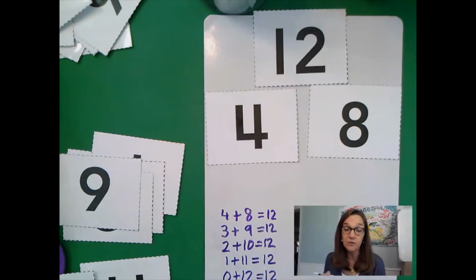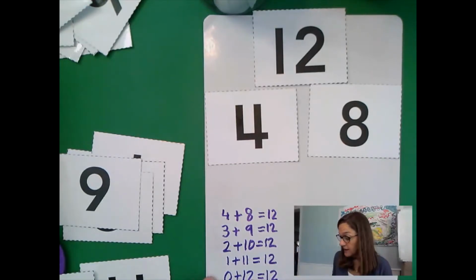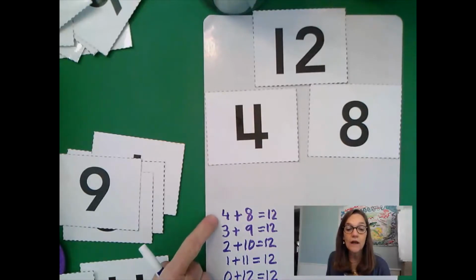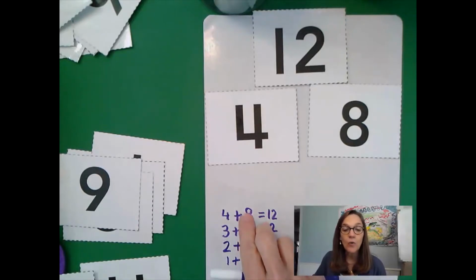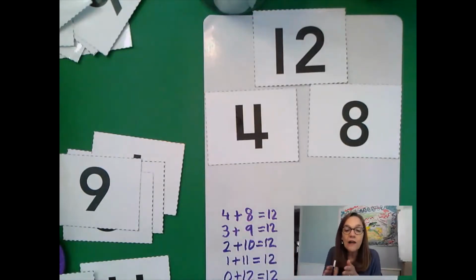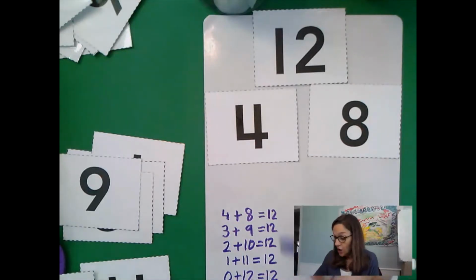Now we've talked about number patterns a lot this year, and you might be noticing down here at the bottom that going up, each time it gets bigger by 1. And the second addend, each time it gets smaller by 1. It's like one of them moves over to the other one's place, but the total, the sum, stays the same.